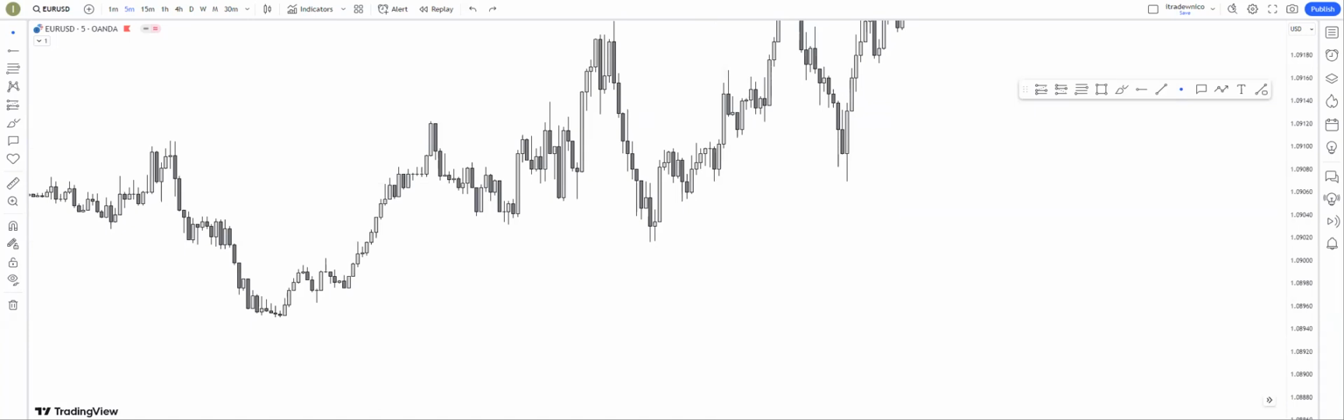After BOS, a new range is created. Exactly. After every BOS, a new range is created. You cannot say that this day there was no setup. There is a setup everywhere on every single time frame. But that doesn't mean that there is always a setup for you.